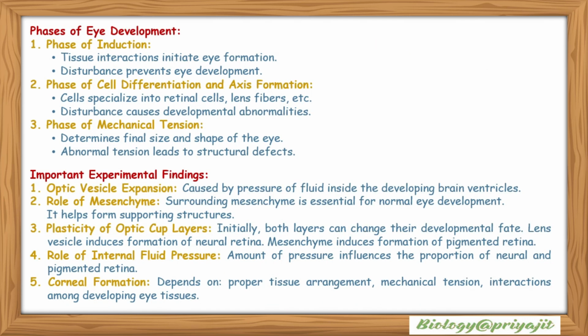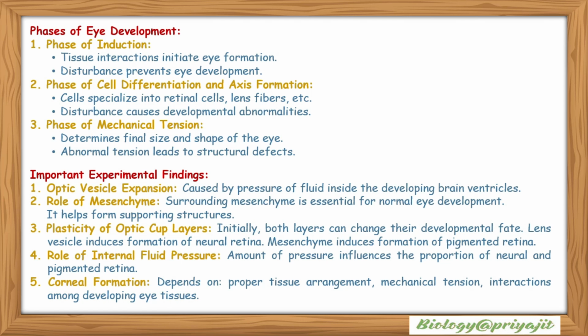Phases of eye development. Phase of induction: tissue interactions initiate eye formation. Disturbance prevents eye development. Phase of cell differentiation and axis formation: cells specialize into retinal cells, lens fibers, etc. Disturbance causes developmental abnormalities. Phase of mechanical tension: it determines final size and shape of the eye. Abnormal tension leads to structural defects.